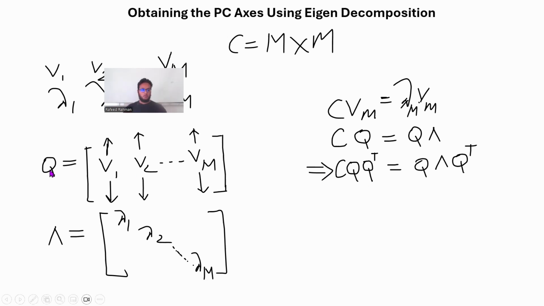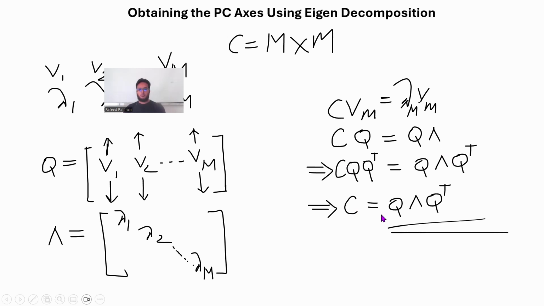That means Q is an orthogonal matrix, and so Q transpose Q is what? It's an identity matrix I, right? That means Q transpose will go away. It will be I, and any matrix multiplied by the identity matrix is just that matrix, right? So you have C equal to Q, then the lambda matrix, and then Q transpose. So this is what eigen decomposition is.